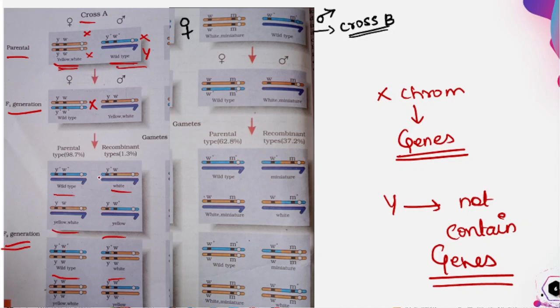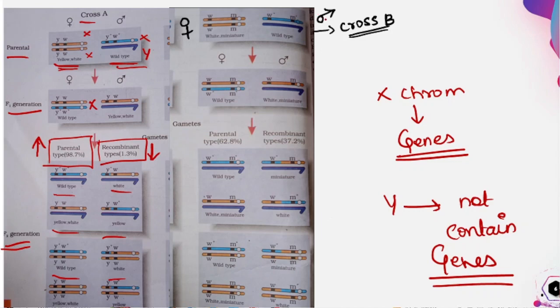Here you can see the types which are not observed in parents. White is not there in the parent. Maybe one character may be present, but it is not completely there in the parents. Yellow is not completely there in the parents. That means it is a new character that is formed. We already studied that a new character formed is called a recombinant. So these are the recombinants and these are the parental type. Here in cross A we have parental type as 98.7% and recombinant types 1.3%, which is comparatively very low. The recombinant type is very low compared to the parental type. Parental type is high, but recombinant type is very low.